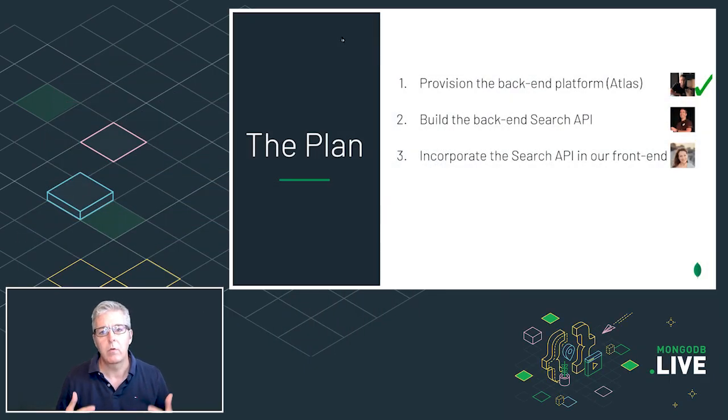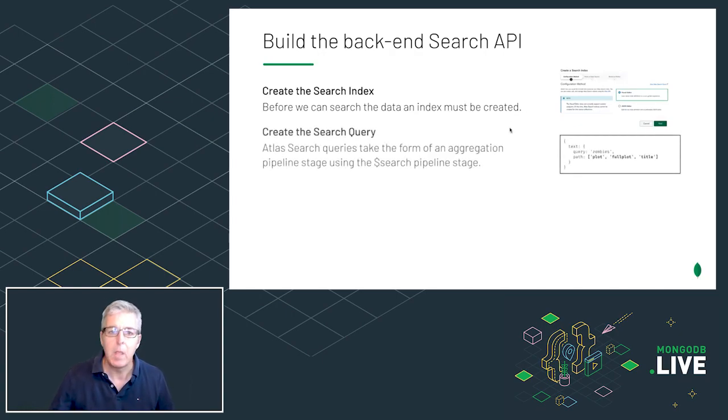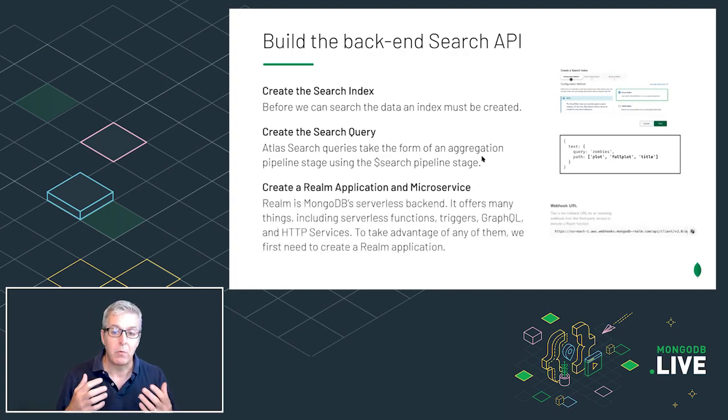All right, thank you, Tom. Now that we have the backend deployed, I'm going to walk you through creating the search API that Karen is going to use to plug in to her front end. So specifically, we're going to start by creating the search index. And we need to do that before we can search against the data. Once the search index is created, we're actually then going to define our search query against that index. And then we're going to wrap up this section by creating the microservice that has the API endpoint that we're going to share with Karen.